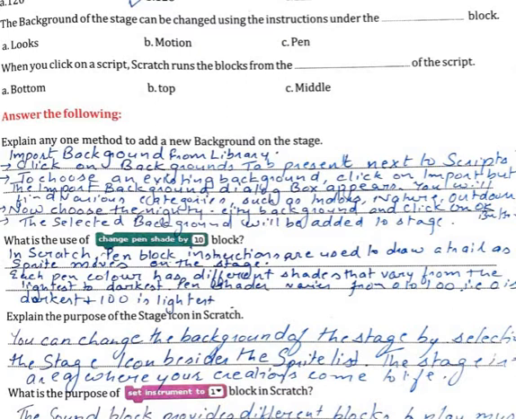What is the use of the change pen shade by 10 block? In Scratch, pen block instructions are used to draw a trail as sprites move on the stage. Each pen color has different shades that vary from lightest to darkest. Pen shades vary from 0 to 100, where 0 is darkest and 100 is lightest.